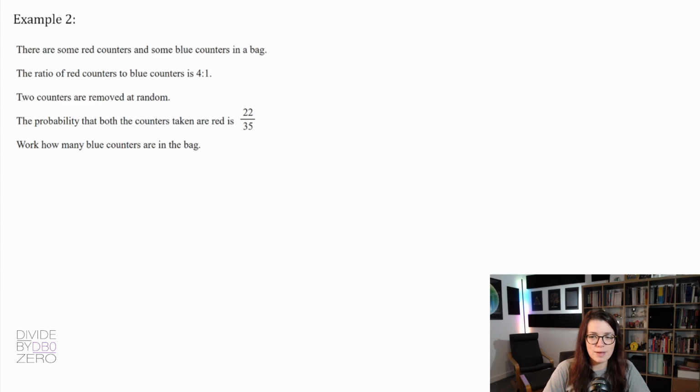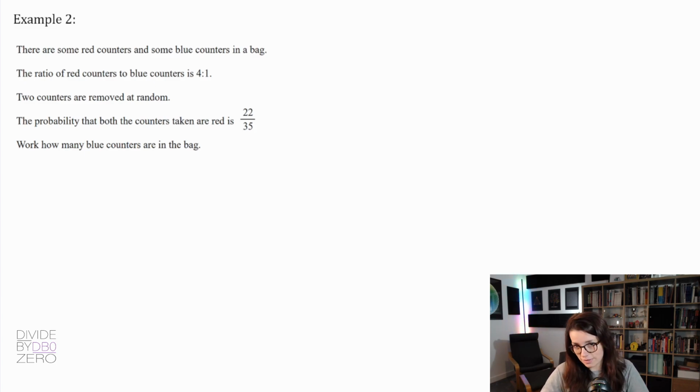Example 2. There are some red counters and some blue counters in a bag. The ratio of red counters to blue counters is 4:1. 2 counters are removed at random. The probability that both the counters taken are red is 22 out of 35. Work out how many blue counters are in the bag.